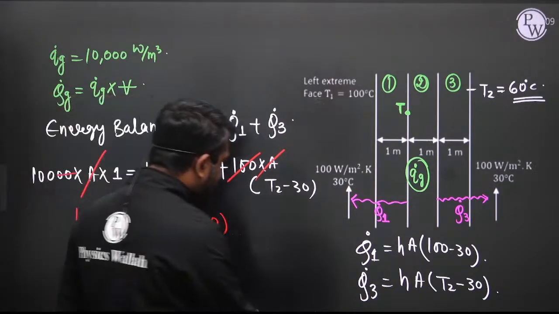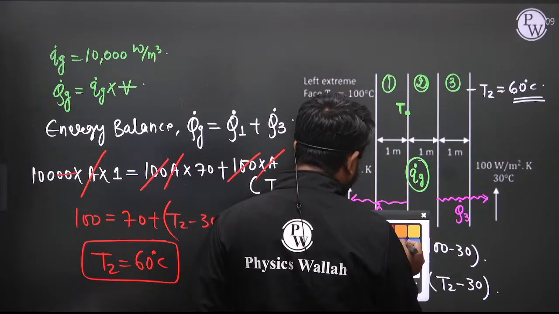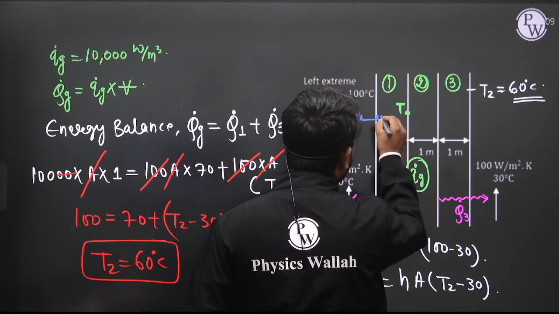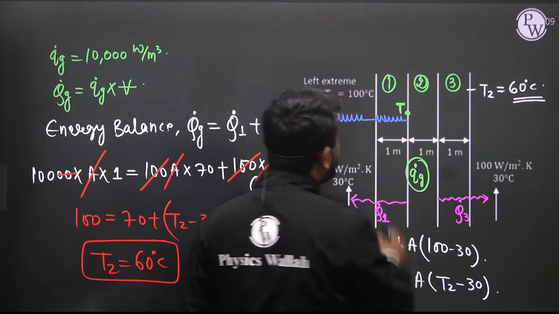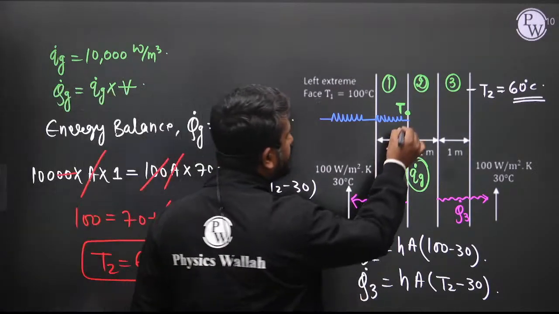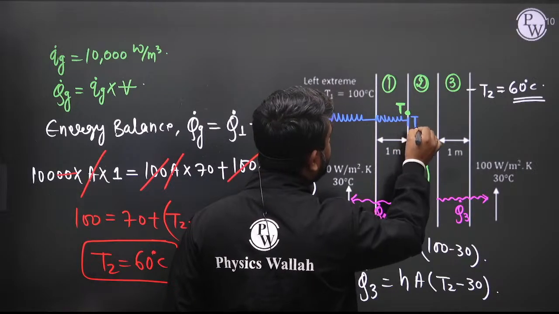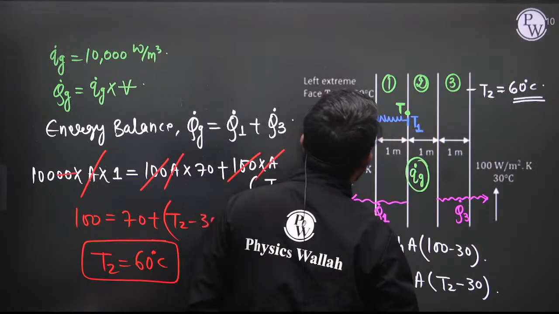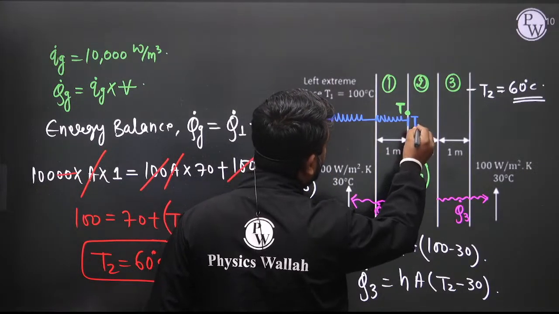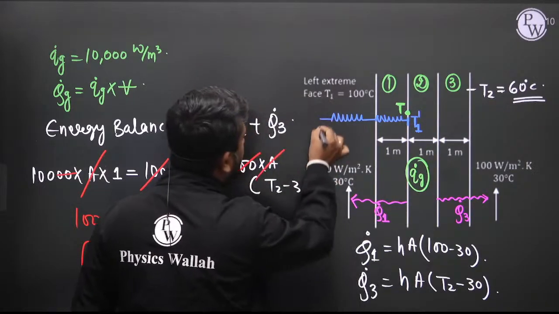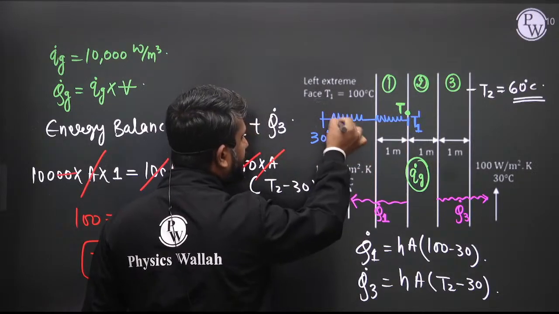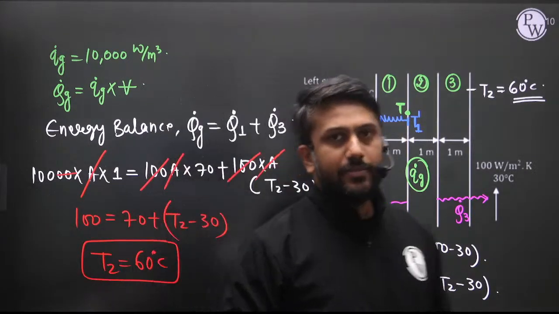So draw the thermal circuit. This is the convection resistance, and in the wall there is no internal heat generation. This is the conduction resistance in wall number 1. Let us consider this temperature is T1 dash. What is the temperature here? This temperature is 30 degrees Celsius. This is the convection resistance and this is the conduction resistance in wall number 1.